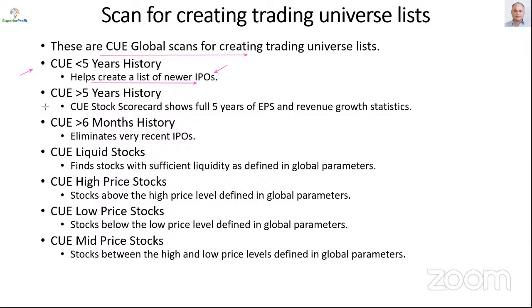You may save the list. Or if you want to avoid IPOs, you may create a list greater than 5 years of history. Why I like the number 5 is because stock scorecard in Vital Age Index shows up to 5 years of EPS and revenue growth statistics.